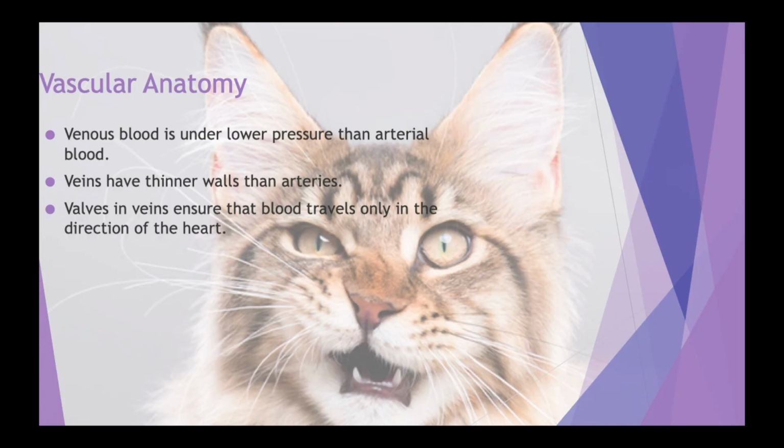Vascular anatomy: venous blood is under lower pressure than arterial blood. Veins have thinner walls than arteries, and valves in the veins ensure that the blood travels in only one direction toward the heart. We also know that veins use the skeletal muscle pumps of the body itself to help move blood around. And of course, a key difference between veins and arteries: veins do not have pulses, whereas arteries do.